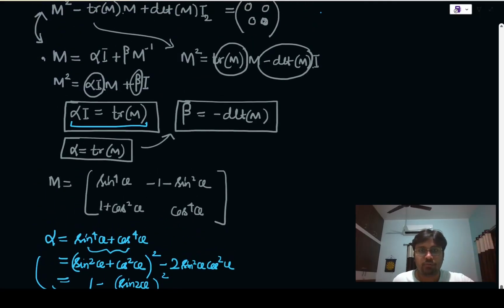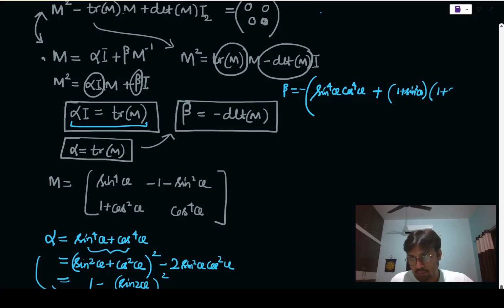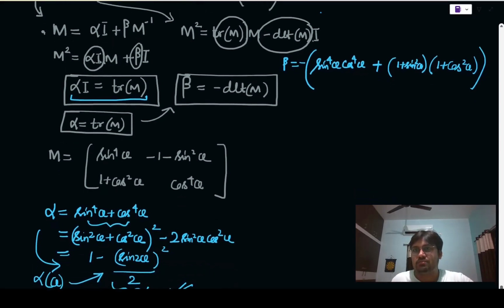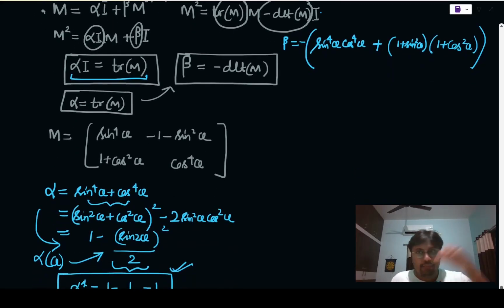Coming to the second part of the problem, beta is the negative of the determinant of M. So beta is the negative of, if I compute the determinant of M, sine to the power 4 theta cos to the power 4 theta minus this product. If I take this minus common, it will become plus, and it will give me 1 plus sine square theta multiplied with 1 plus cos square theta. Now, this looks a bit difficult to untangle, but one observation will help us solve this.